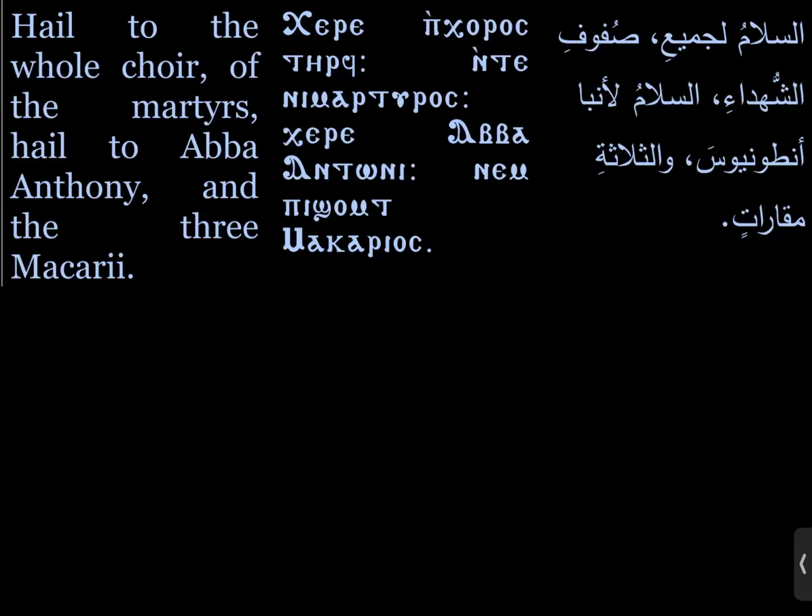Okay. Next verse is going to go. Shere Epkorostirf enteni martiros shere Abba Antoni Nempishom Makareios. Okay, so let's practice that. Shere Epkorostirf. Okay, so notice here, you're going to cut the tirf a little bit short. So yes, we're prolonging the ko in Epkoros and the ti in tirf. But it's not going to be the traditional Epkoros tirf because you're going to transition straight from tirf into ente.